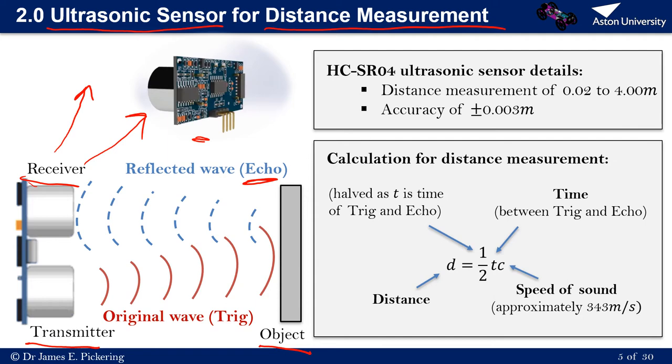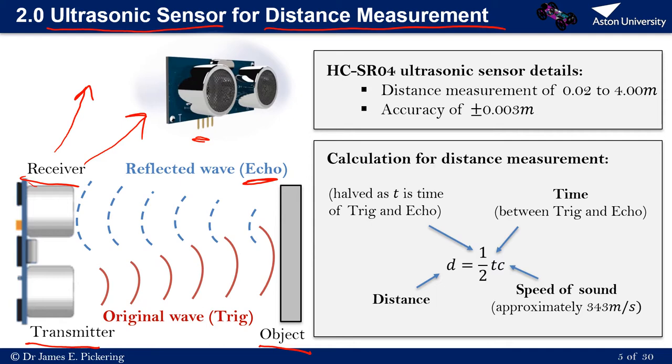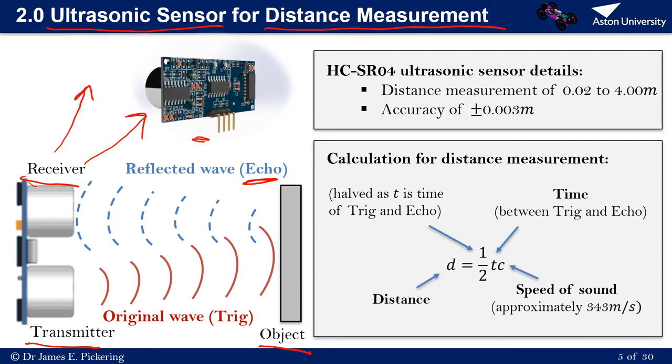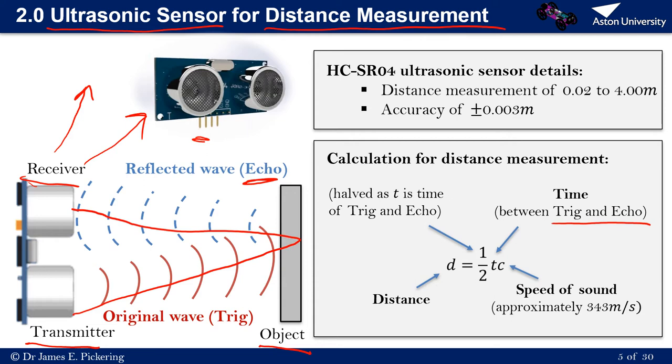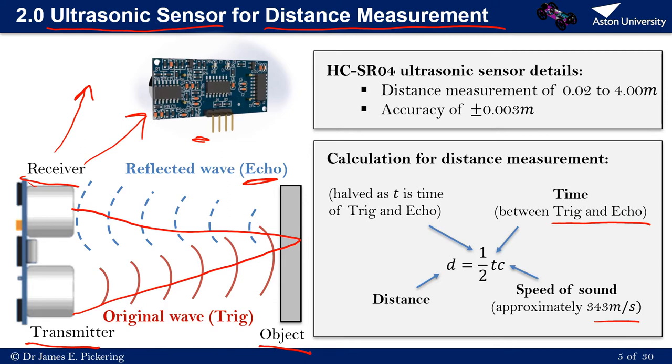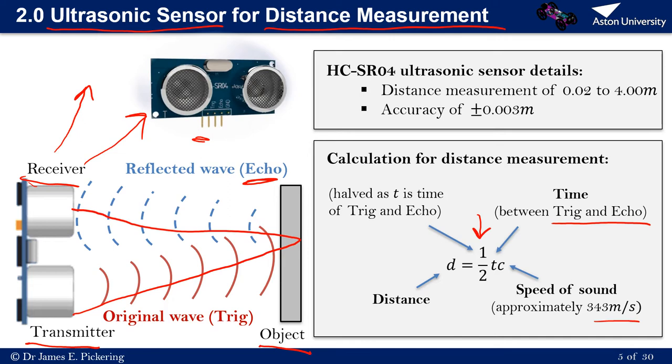So the distance is denoted here: D is equal to half multiplied by T, where T is the time between the trig and the echo, so the time that it takes to do that, multiplied by the speed of sound, which is approximately 343 meters a second. We've got a half here because we don't want the distance to the object and back, we just want the distance to the object. So we use half here. Using this simple equation, we can approximate the distance measurement using this ultrasonic sensor.